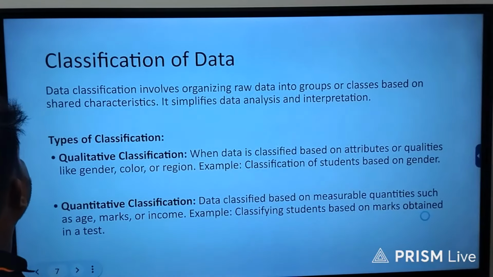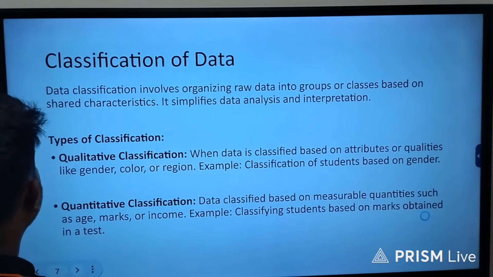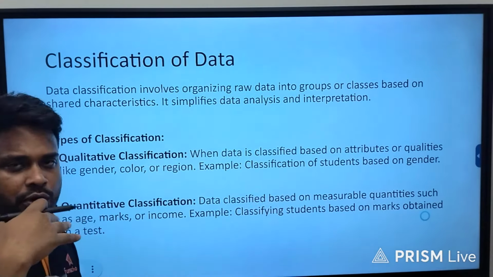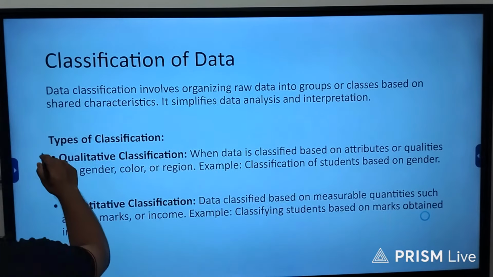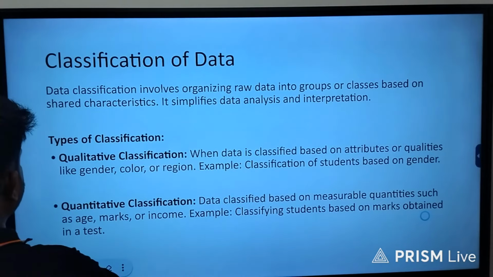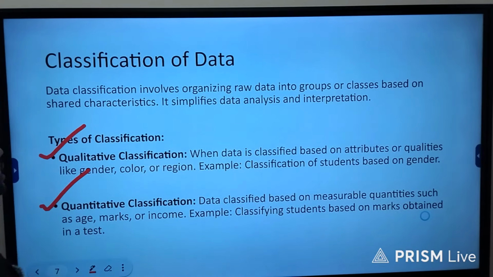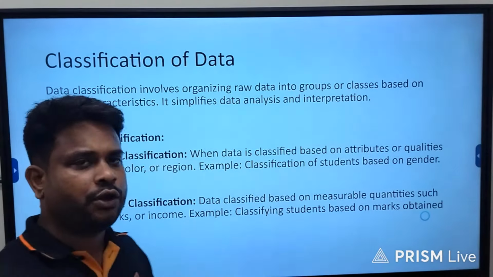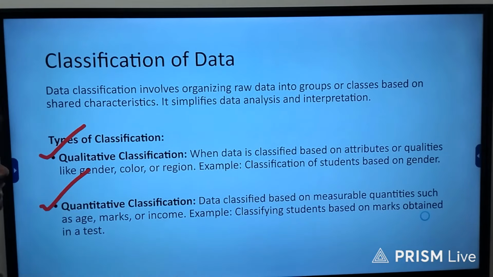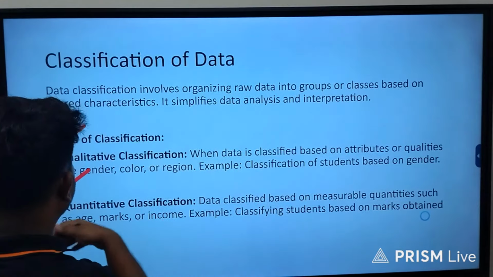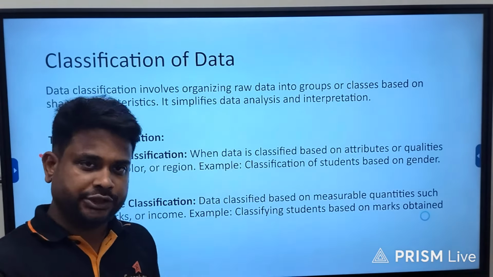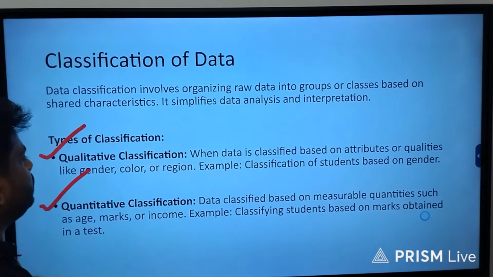The next topic is classification of data. Data classification involves organizing raw data, and we have already learned in the definition that it can be qualitative classification, or descriptive classification, or quantitative classification, or numerical classification.